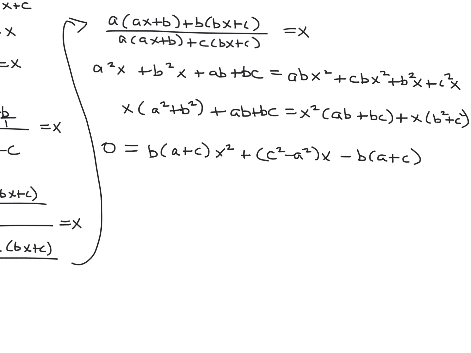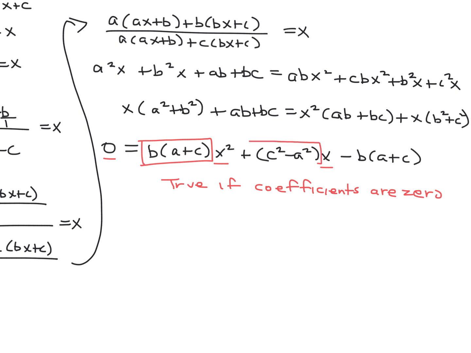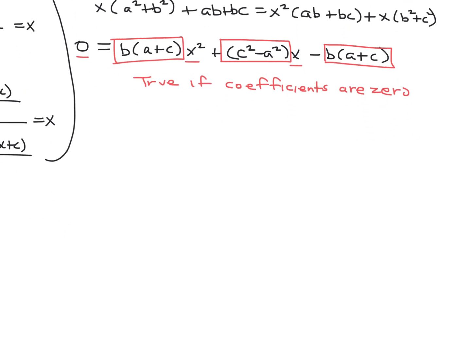Okay, so this actually looks like a quadratic to me. I got something x squared, something x, and then that. And this will be indeed equal to 0. It's true if the coefficients are 0. So those coefficients would be this guy, and this guy. Okay, so let's work with that and see what we find.